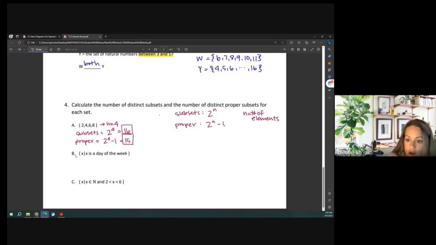Okay. On B, we have that X is a day of the week. There are 7 days of the week, so n equals 7. So our subsets would be 2 to the 7th. Use your calculator, it's 128. And then for proper subsets, it is 2 to the 7th minus 1. We get 127.